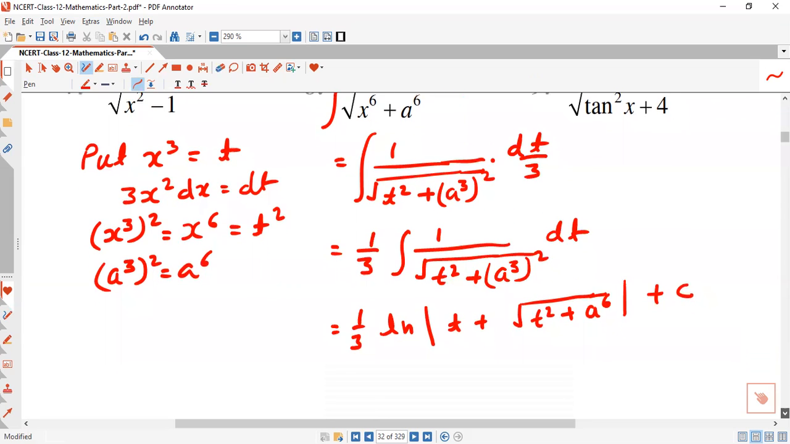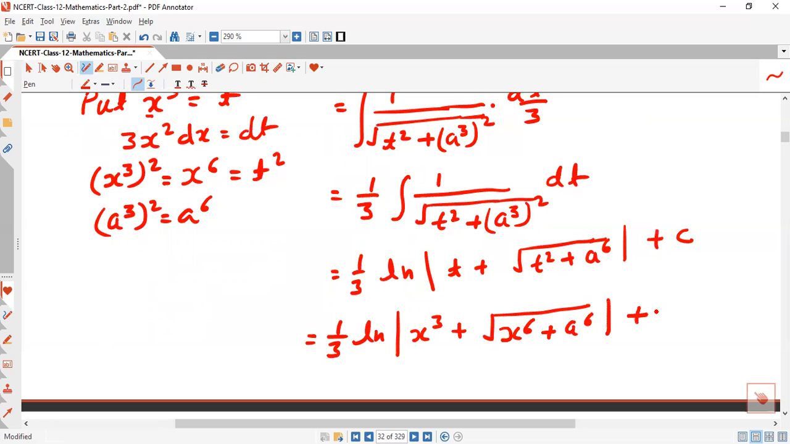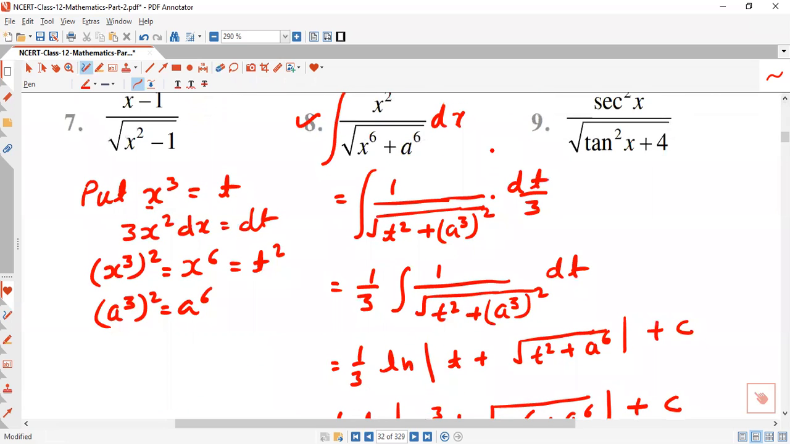Now in this question, we put the value of t. t equal to what? We put t equal to x cube. So we get 1 by 3 natural log of x cube plus under root of x raised to 6 plus a raised to 6, plus some constant c. This is the answer of this question. Now we want to solve question number 9.